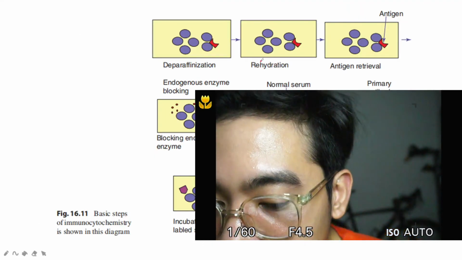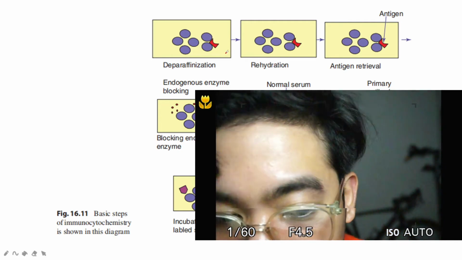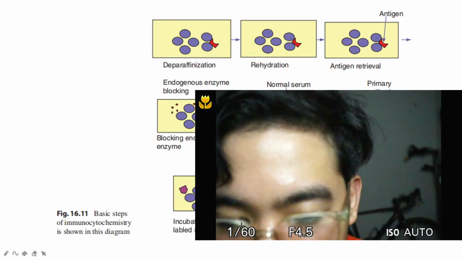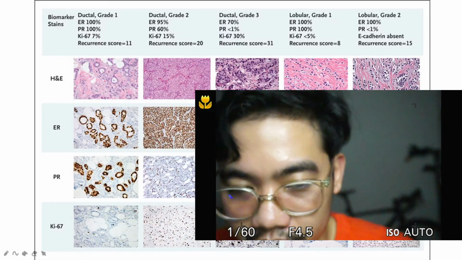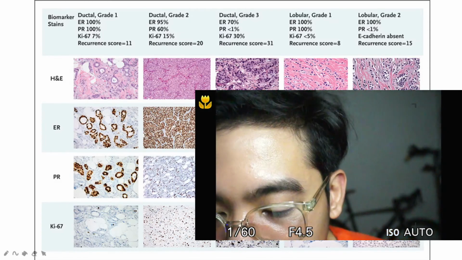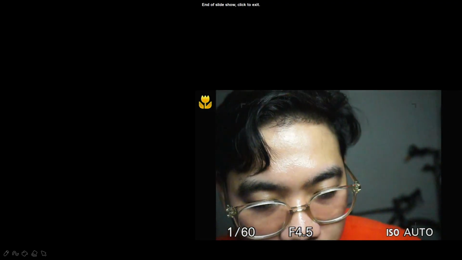So this is the procedure of your immunohistochemistry. And these are the types of your immunohistochemistry.